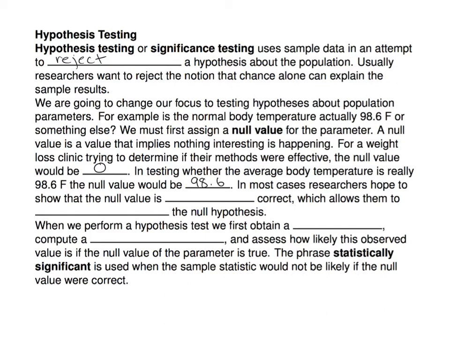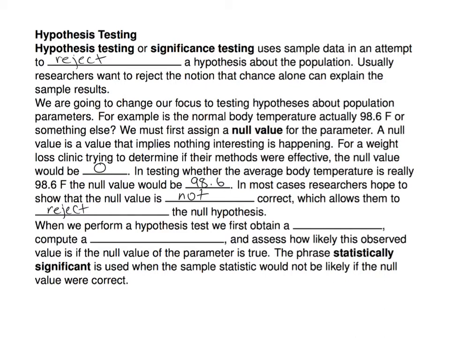In most cases, researchers hope to show that the null value is not correct, which allows them to reject the null hypothesis. So you assume the null hypothesis is true, and you show that your sample data is so unlikely that it just couldn't have possibly been true.